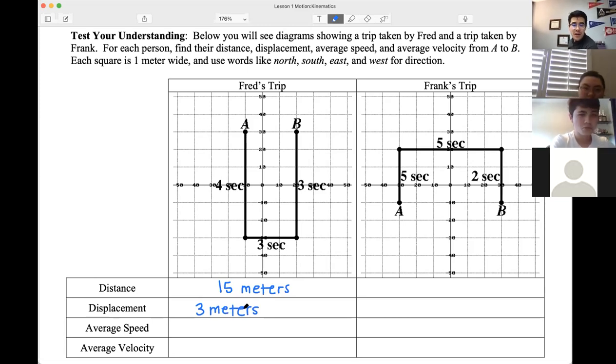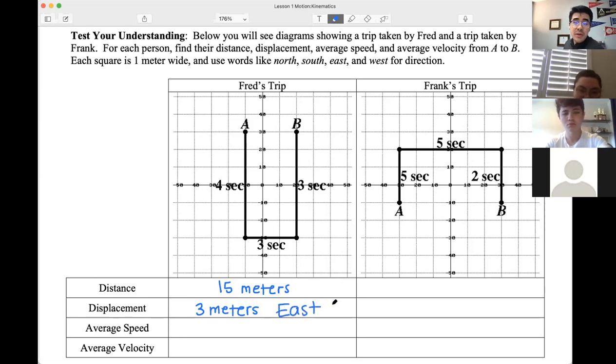Something is wrong. Not the numbers, but something else is wrong. What is wrong? Oh, direction. Which one needs a direction, the top or the bottom? Bottom, right? We need to say direction.